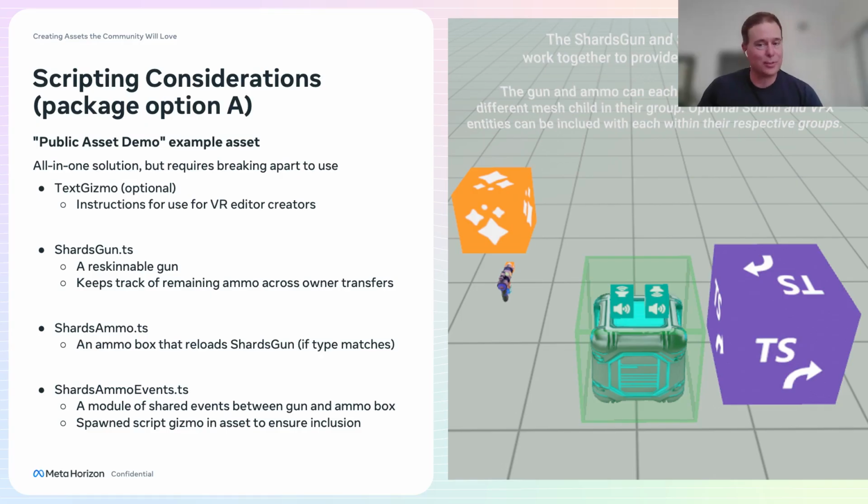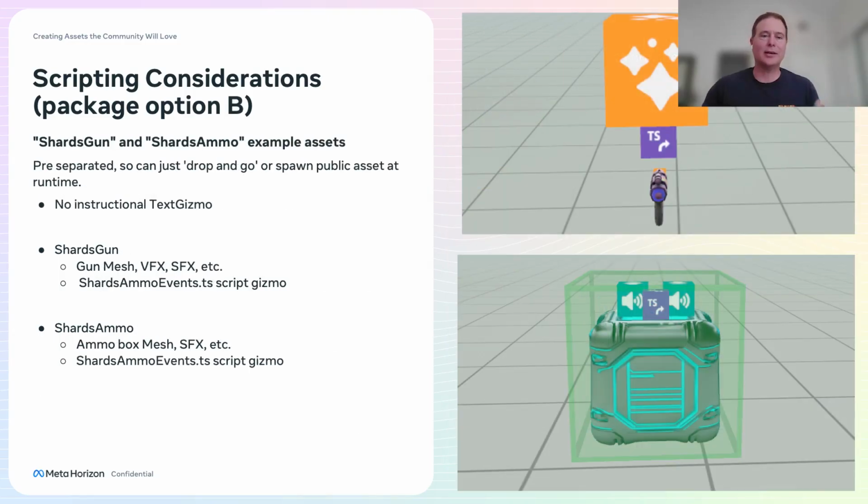So you need to make sure that you spawn a script gizmo for that and put that script gizmo in the asset, or else when people pull this out, they're going to be missing that script. So this is sort of an all-in-one solution, but it does require people breaking things apart to use it. The other option for packaging things is the pre-separated drop and go, with no need to break anything apart.